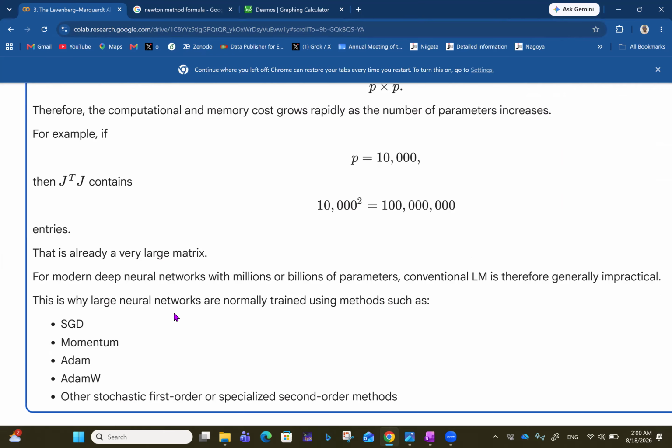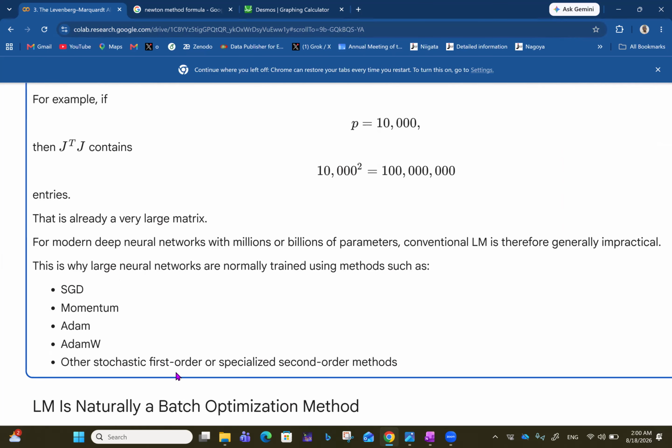This is why large neural networks are normally trained using methods such as SGD, momentum, AdamW, other stochastic first order or specialized second order methods. So this is stochastic gradient descent, momentum, Adam, and all of that.